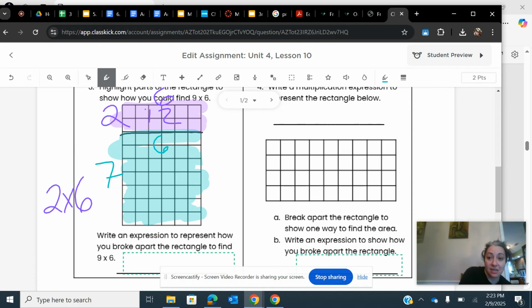So when I'm doing this, I would do 2 times 6 plus 7 times 6, and I could find the answer. That would be one way to do it. So for something like this, I would just choose where to draw a line and then do 2 different colors with the highlighters, and then write how you want to write those expressions.